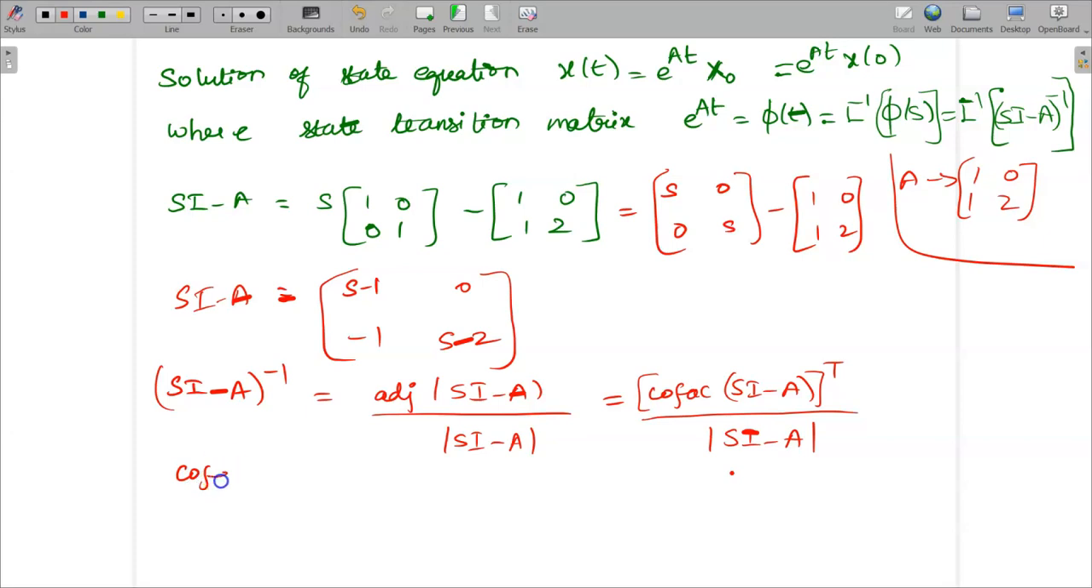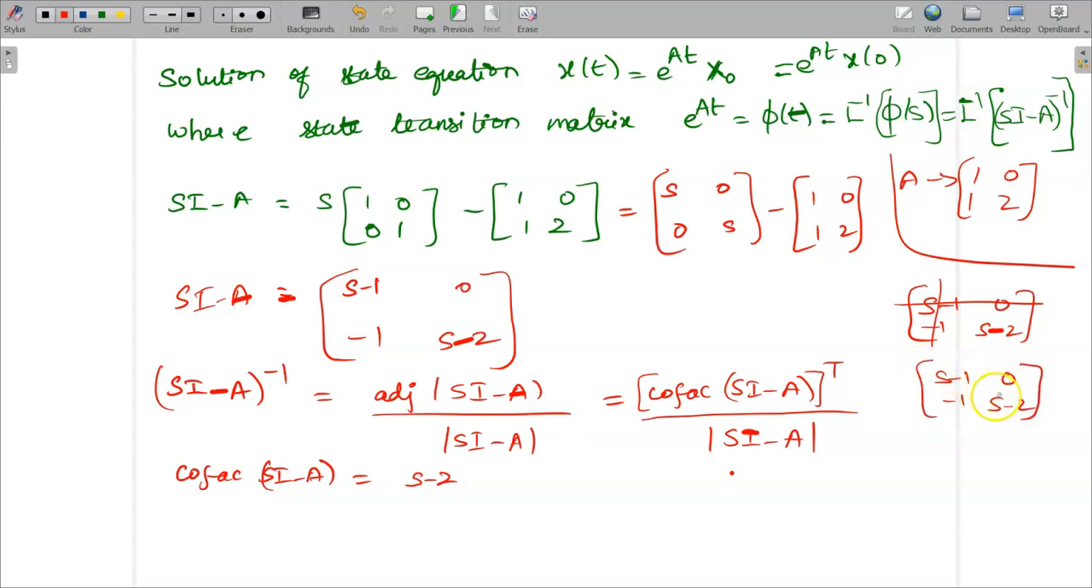So we have to find the cofactor of sI minus A. We consider this matrix: s minus 1, 0, minus 1, s minus 2. In order to find the cofactor of this term, we eliminate this particular row and this particular column. The remaining element is s minus 2, so I write that here. Similarly we have to find it for the other terms.